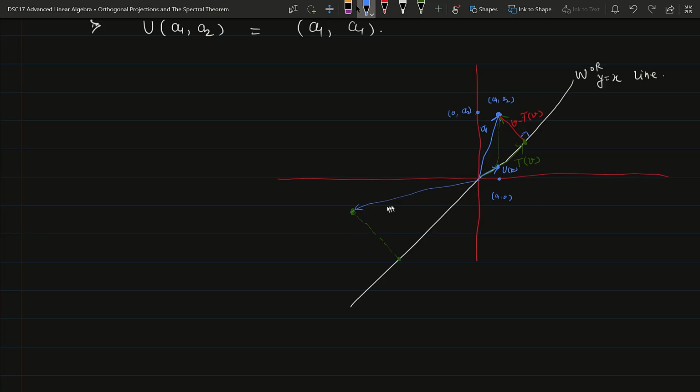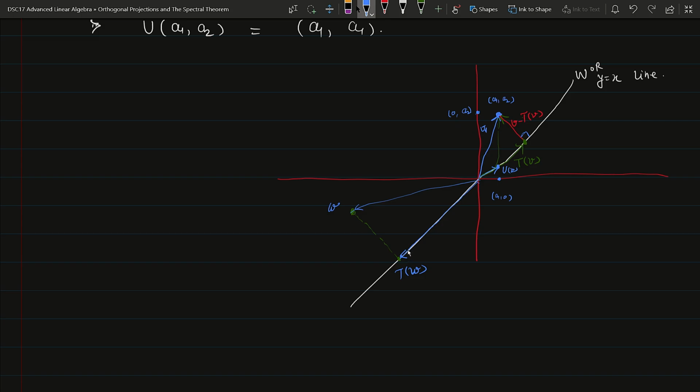Okay, this vector is some w. So we will identify a perpendicular here. Now whatever the vector is here, this represents the vector T of v. Let me draw a line. Whatever the vector is on this line, this is our T of, say, this is w. Okay, this is w.